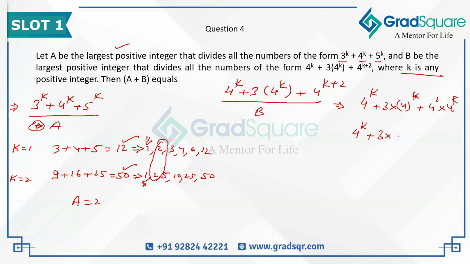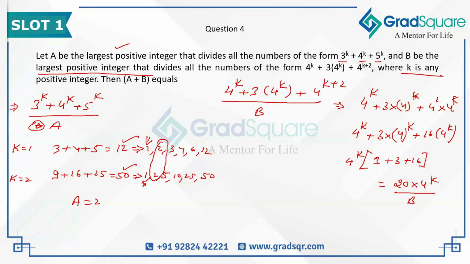So you have 4^k plus 3 times 4^k plus 16 times 4^k. Take 4^k common. What are we looking at? We are looking at 1 over here, 3 over here, and 16 over here. So our number effectively turns out to be 20 times 4^k. And you are dividing this number by B and trying to figure out the value of B, which is the largest positive integer that divides this particular number, where k is any positive integer.